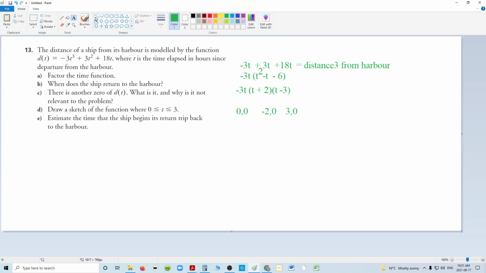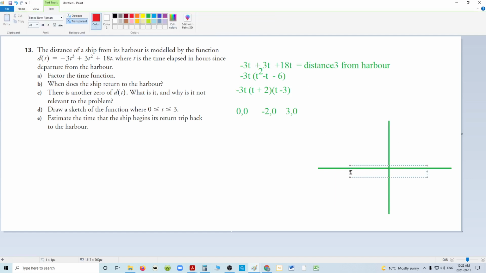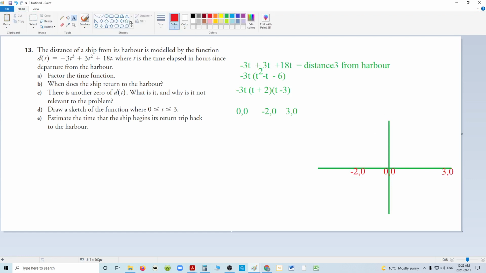Now let's graph that. So we're talking about a thing that's coming down. It's going through minus 2, 0. It's going through 0, 0. And it's coming 3, 0. Which means your graph is going to look like this.